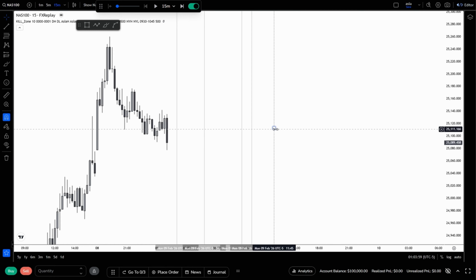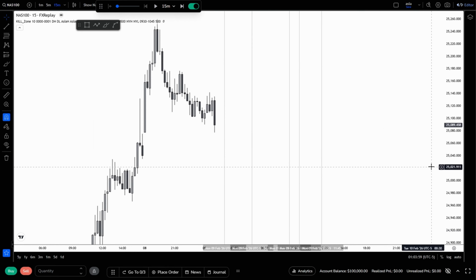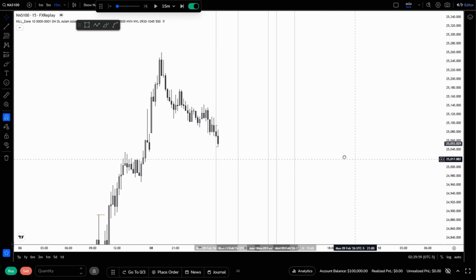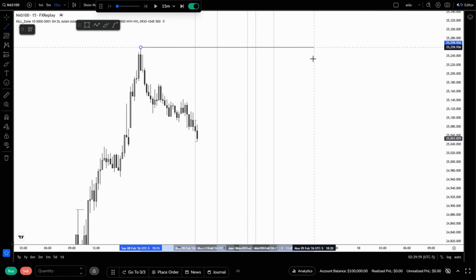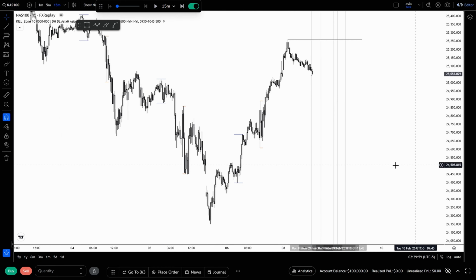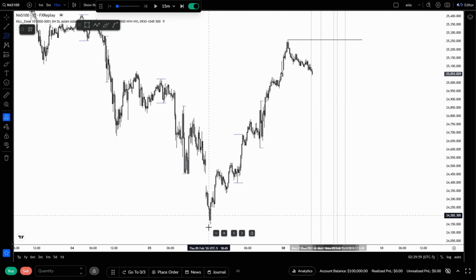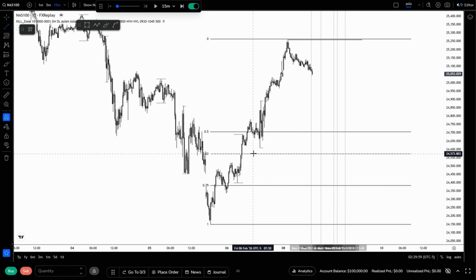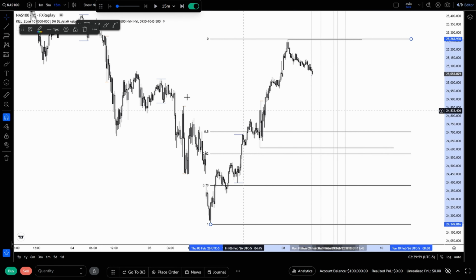Now that the sessions are marked, the next step is to identify the higher time frame key levels. In this case, we have this high, and we also have this low sitting below the discount area. These are the levels we're going to treat as our higher time frame liquidity points. Once those levels are identified, we ask the next question.